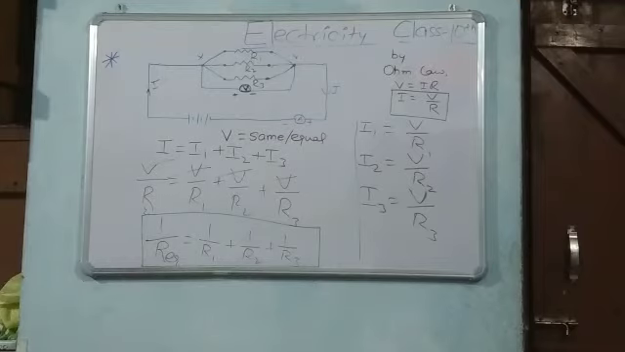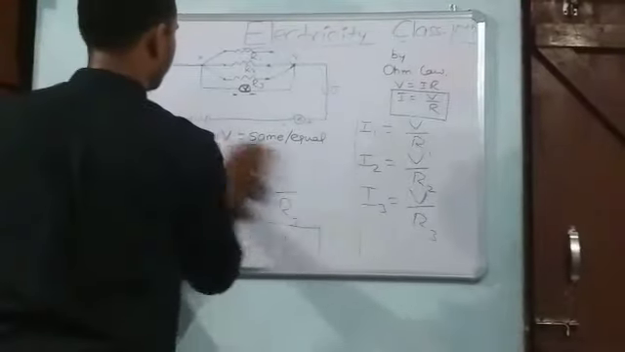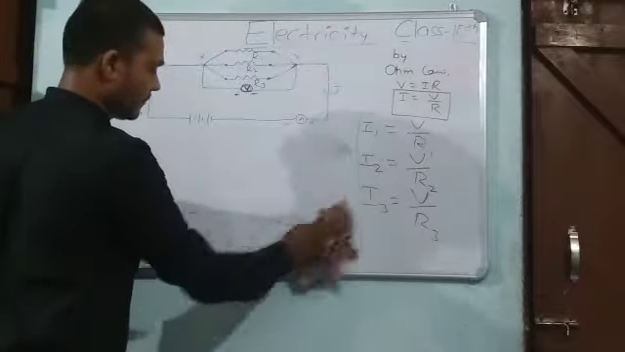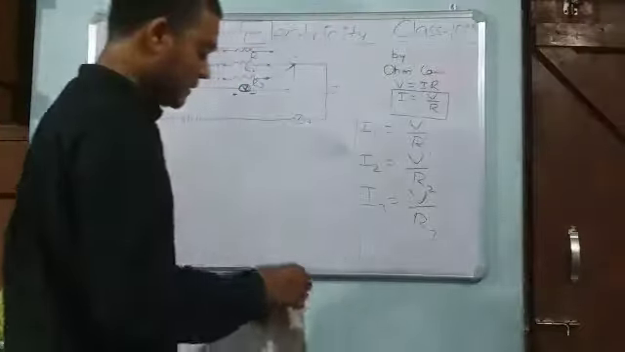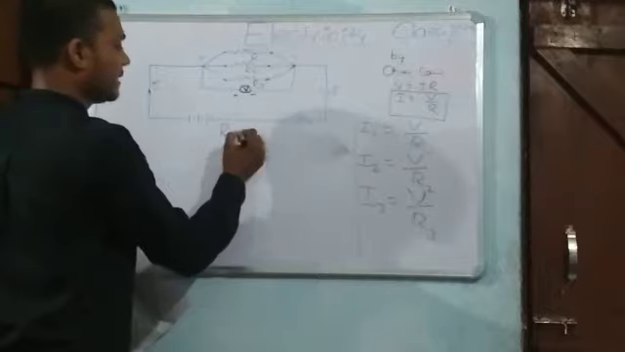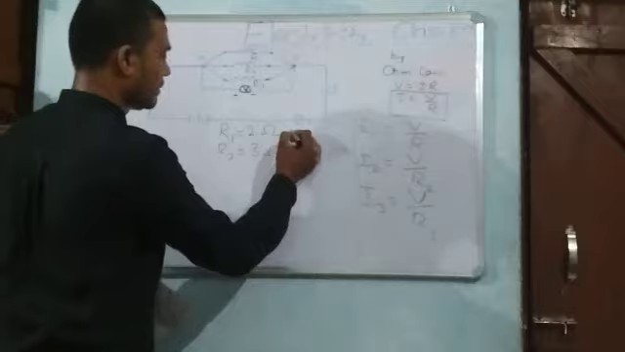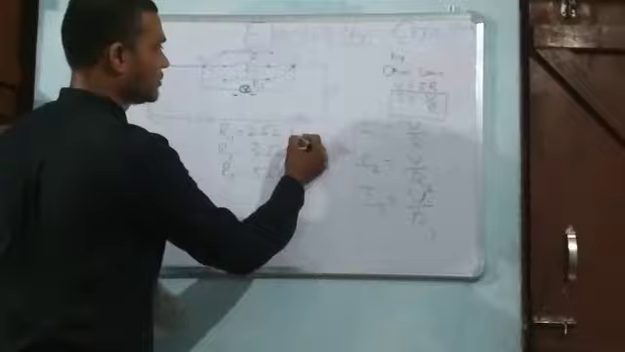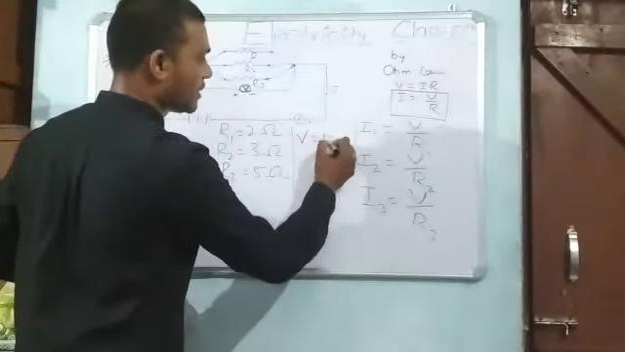Okay, so let us see one example. If the value of R1 is equal to 2 ohm, R2 is equal to 3 ohm, R3 is equal to 5 ohm, and the potential difference is the same, so the given potential difference is equal to 10 volt.